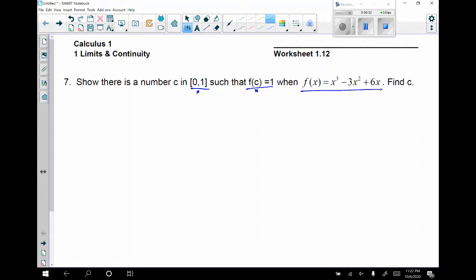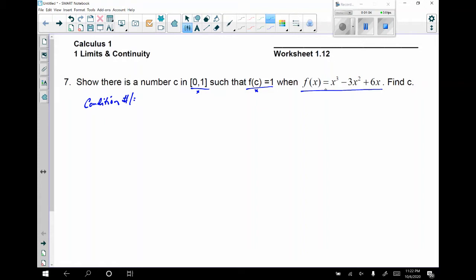Okay, nice polynomial there. So how do we find that there is some number within there where the y value will be 1? Remember the intermediate value theorem: when it says show or explain, we have to check the conditions. So condition number 1, remember, this is just a statement. We don't have to do a proof of it. First thing we have to know is continuity. We have to know it's continuous within the interval.